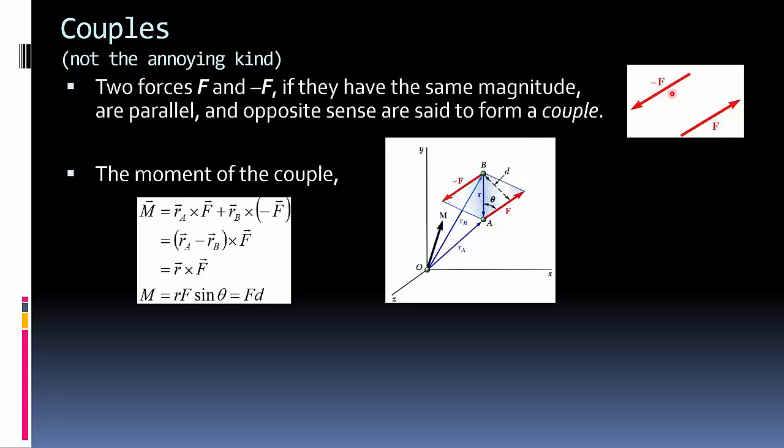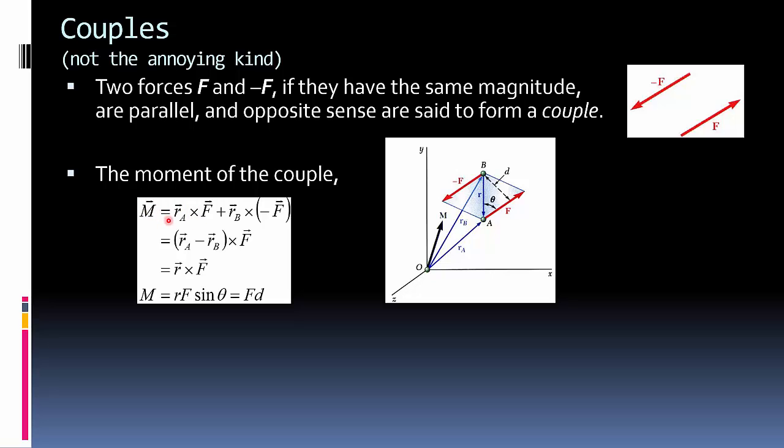A couple, does it have any tendency to rotate or to translate? No, right? For every bit of force going in this direction, there's an equal and opposite amount going in this direction. So a couple has no tendency. It doesn't cause any translation. It does, however, cause this thing to spin, right? It causes a tendency to rotate, and that tendency to rotate is captured by the moment of the couple, right?